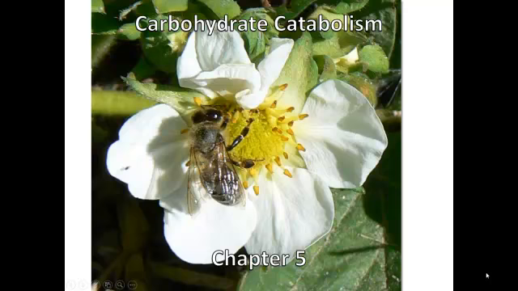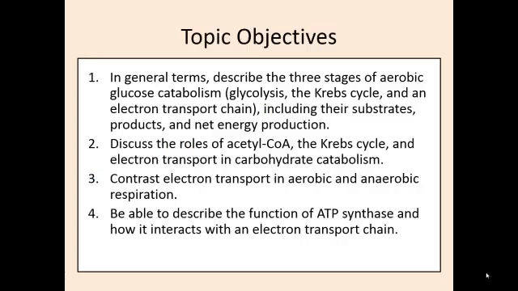Chapter 5, Carbohydrate Catabolism. In this topic, the learning objectives are, in general terms, describe the three stages of aerobic glucose catabolism, which are glycolysis, the Krebs cycle, and an electron transport chain, including their substrates, products, and net energy production. Discuss the roles of acetyl-CoA, the Krebs cycle, and electron transport in carbohydrate catabolism.